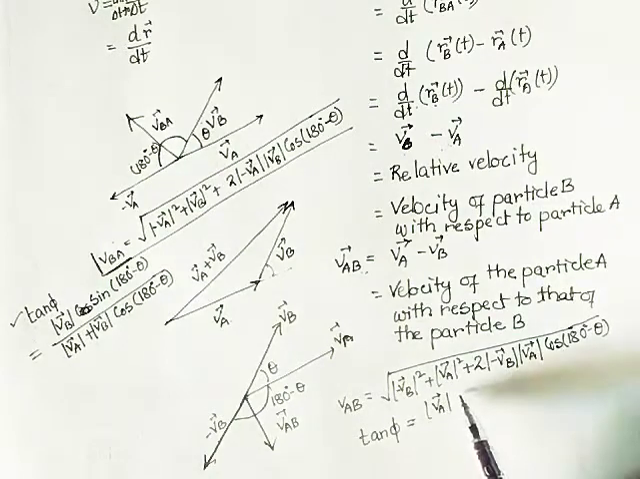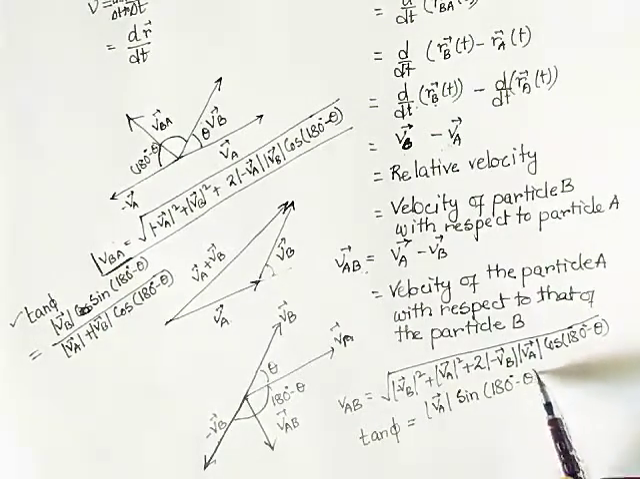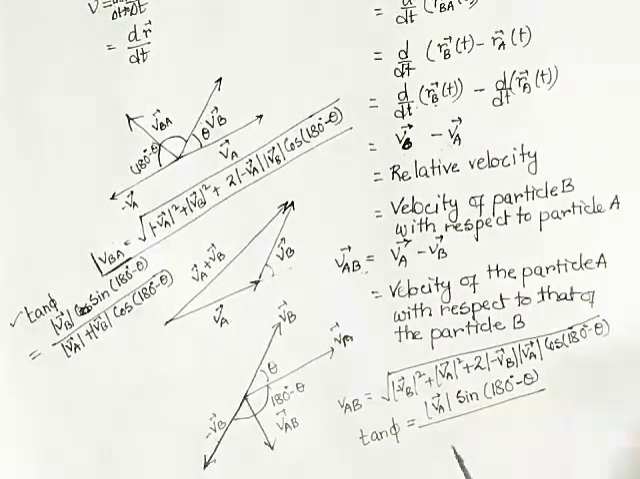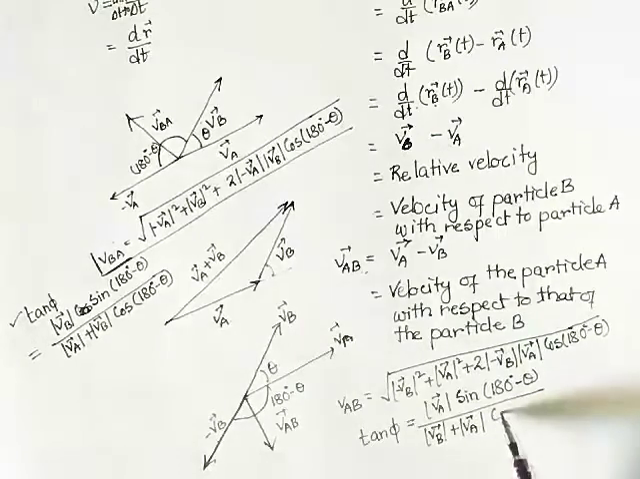magnitude of VA sine of 180 degrees minus theta, divided by VB plus VA cos of 180 degrees minus theta.